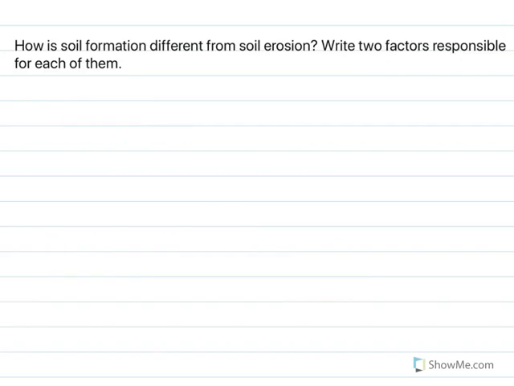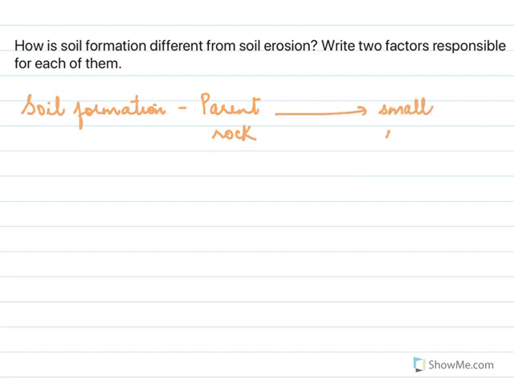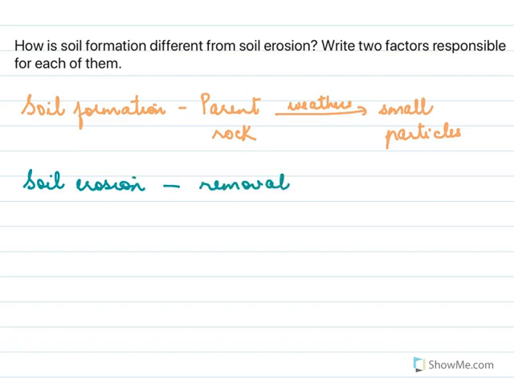How is soil formation different from soil erosion? Now, in soil formation, the parent rock weathers into small particles, and the small particles form the soil. Whereas in soil erosion, it is the removal of the topsoil by agents like water and wind.